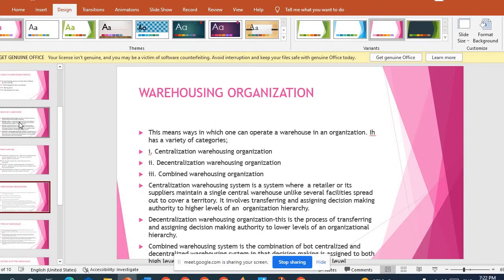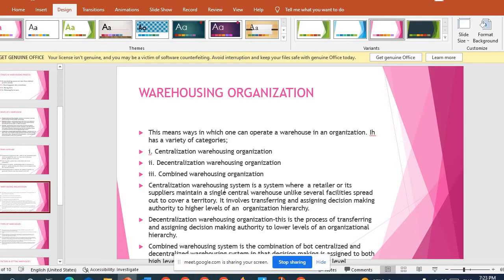Another objective that we are supposed to have by the end of the lesson is warehousing organization. These are ways in which one can operate a warehouse in organization, and there are a variety of categories. The first one being centralization warehousing organization. The second one, decentralization warehousing organization. And the third one, combined warehousing organization. Are we together?